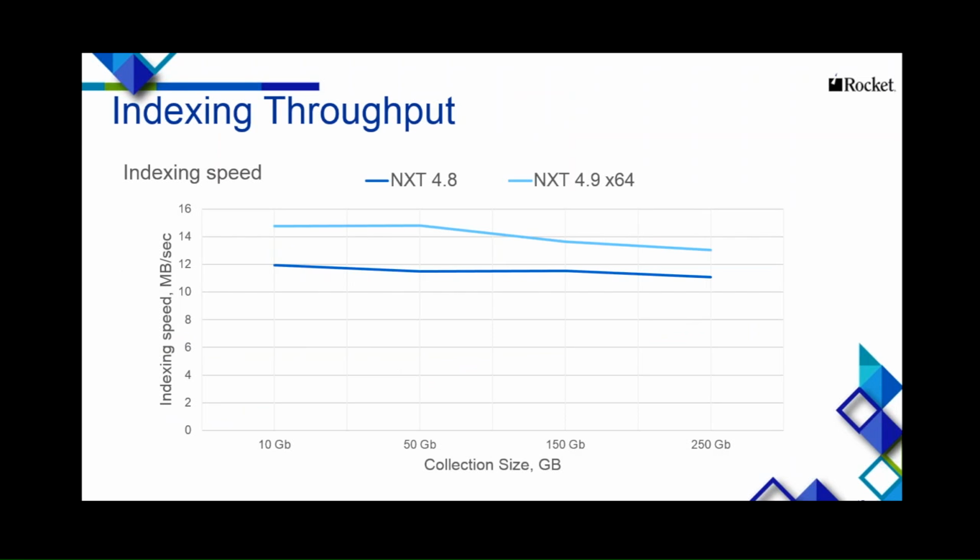This is a graph showing the indexing throughput in terms of megabytes per second, and you can see again NXT 4.8 versus 4.9. There's about a 15% improvement in indexing throughput, which can really make a big difference in build times when you're building larger content sets.